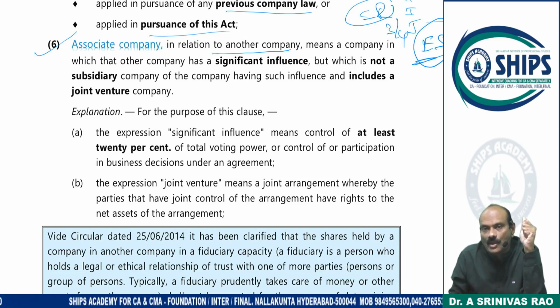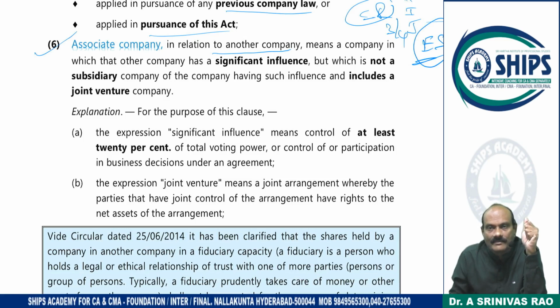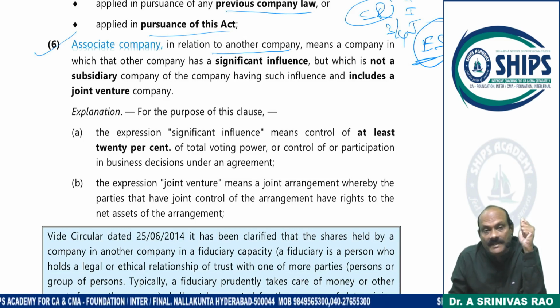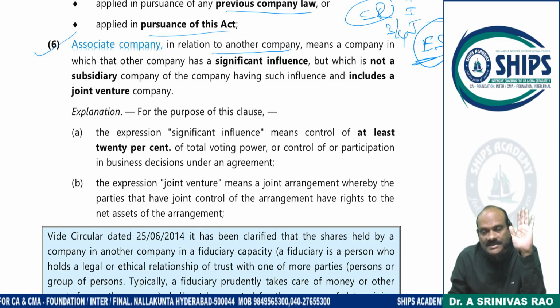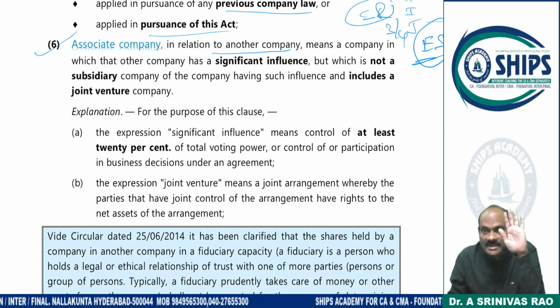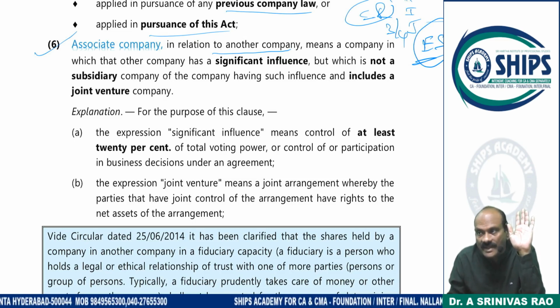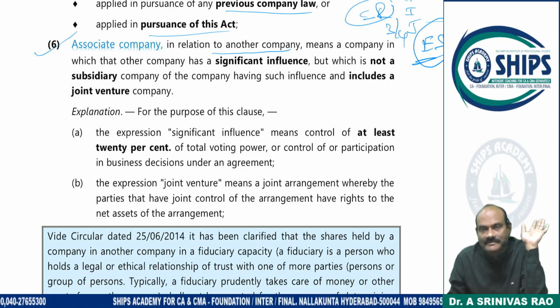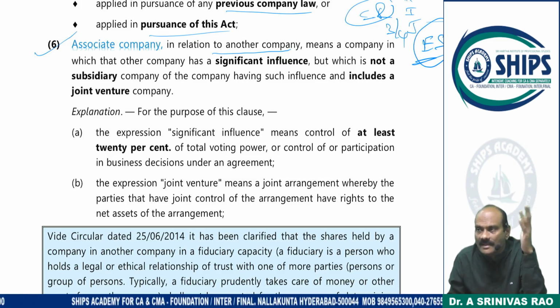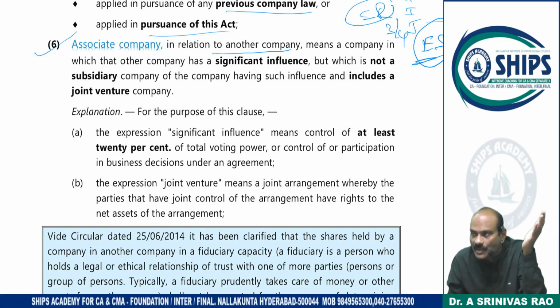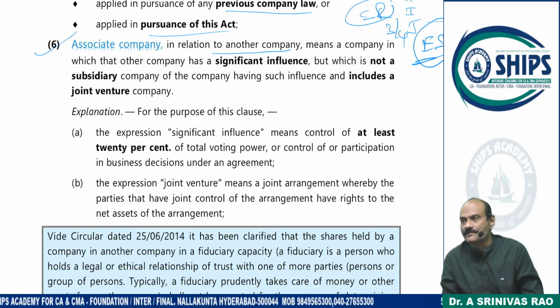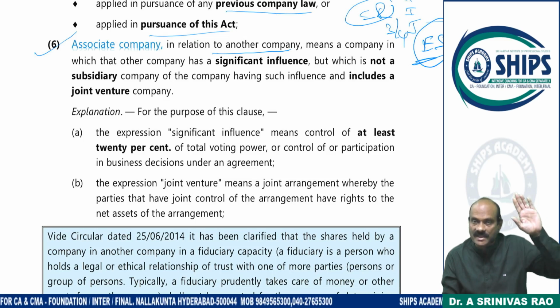20% or more of the paid up capital. 20% of the paid up capital in my name means I have 20% of the voting rights. Significant influence: while taking a decision, my vote carries weight. So I have significant influence, but I am not a subsidiary company. A subsidiary company is always controlled by the holding company. All the directions given by the holding company, the subsidiary company has to follow. In this case, I am an associate company.